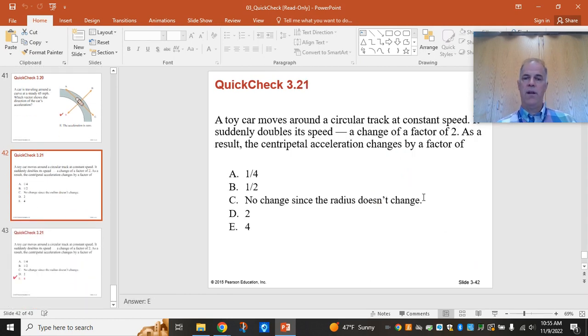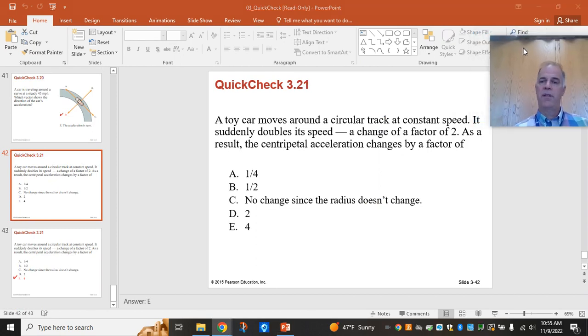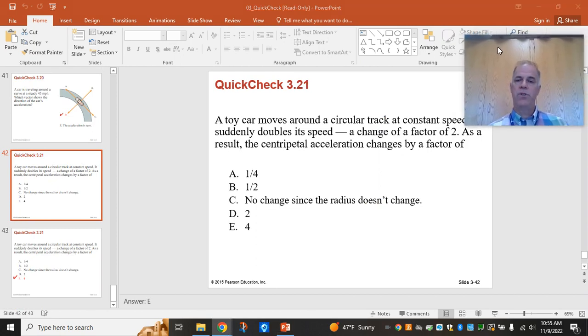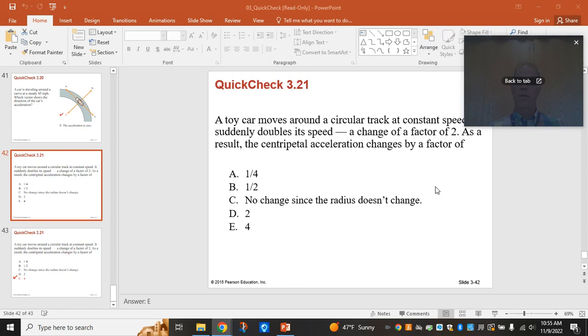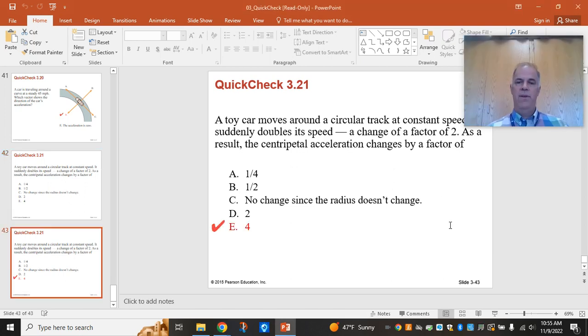Let's see. We're getting close to the end here. Okay, toy car, circular track at constant speed. Oh yeah, it asks what happens when you change a variable here. Suddenly doubles its speed. What happens to the acceleration? And here's the answer in 3, 2, 1. There it is. There's the answer. Okay, I believe that's the end of it. Yep, that's it. That's all of them.